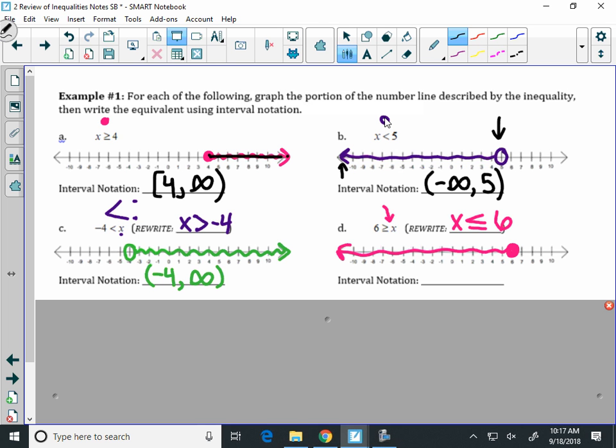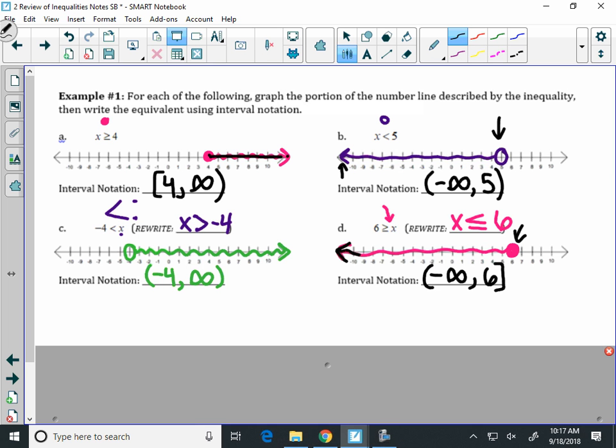To write your interval here, you start looking at the left. There's an arrow on that side. That arrow goes to negative infinity. We put a parenthesis with negative infinity, and we go all the way up to this dot at 6. It's a closed dot, so you put a square bracket.